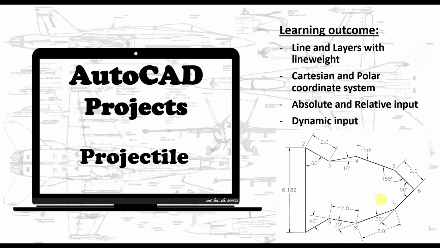Welcome back, everyone. In this video, we have a project in which we're going to draw this geometry. We call it Projectile. In this video, we're going to learn about line and layers and how to add a line weight to the outline of the object. And we're going to be using different coordinate systems, Cartesian and polar. Also, we'll be talking about absolute versus relative input and how to utilize dynamic input.